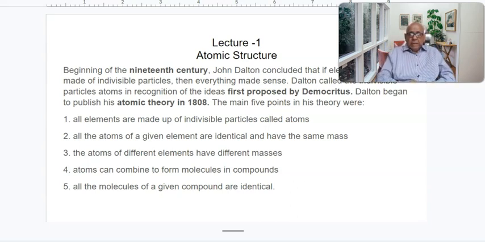The 5 main points of his theory are: all elements are made of indivisible particles called atoms. All the atoms of a given element are identical and have the same mass. The atoms of different elements have different masses. Atoms can combine together to form molecules. All the molecules of a given compound are identical.